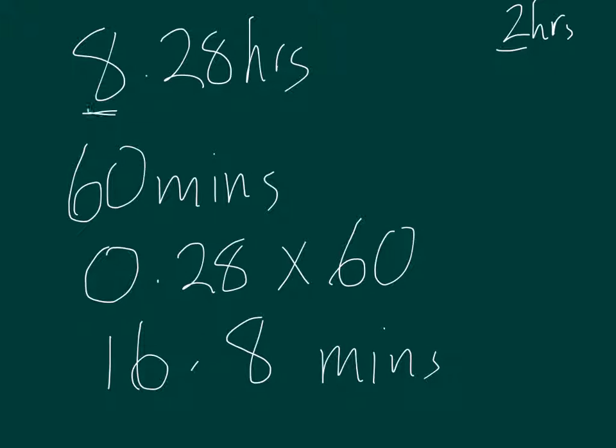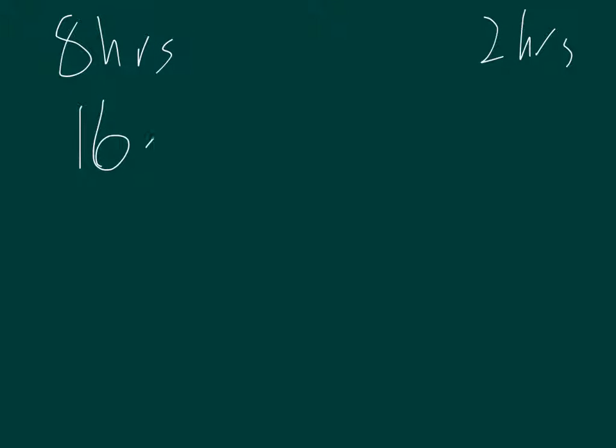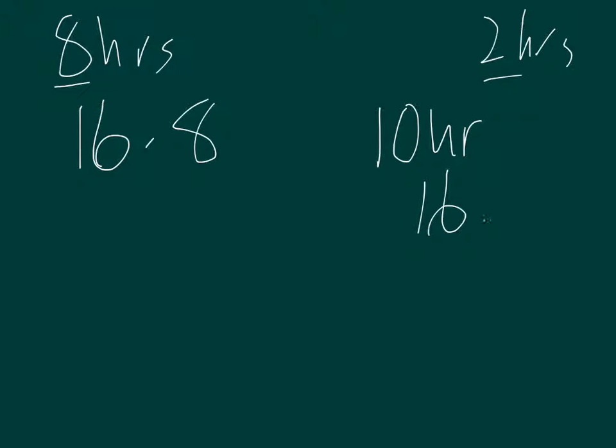Okay, new slide. Let me not forget my 8 hours, my 2 hours, my 16.8 minutes. So I've got my 8 hours, I've got my 2 hours from the 50 either side, and it was 16.8 minutes. So far, my travel time has taken me 10 hours, because it's 8 plus 2, and 16.8 minutes. So the 0.8 is going to be the seconds part.